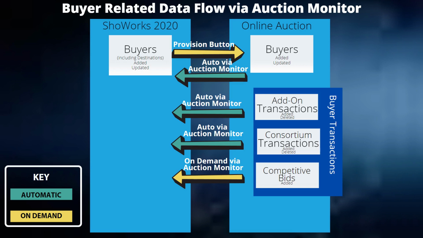Basically, what that means is it's still going to move over via Auction Monitor. You just have to push a button to force those over. We made sure that is in place just for a safety net. This will send over all the data tied to all winning bids. It will override any changes that might have been made in the ShoWorks 2020 fair file. So you just want to make sure that you're doing it in one place.